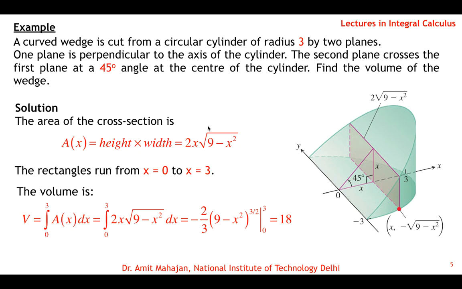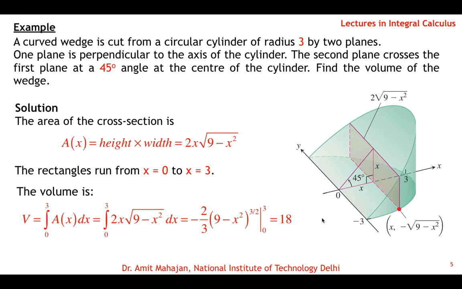Okay, so the area is already calculated, and so we can integrate this and substitute upper limit minus lower limit to find that the volume of the wedge is 18. Okay, so this is the first method, the method of slicing, to calculate the volume using the cross-sectional area.